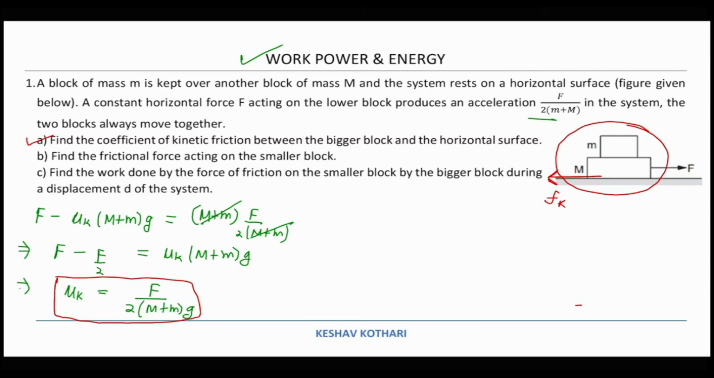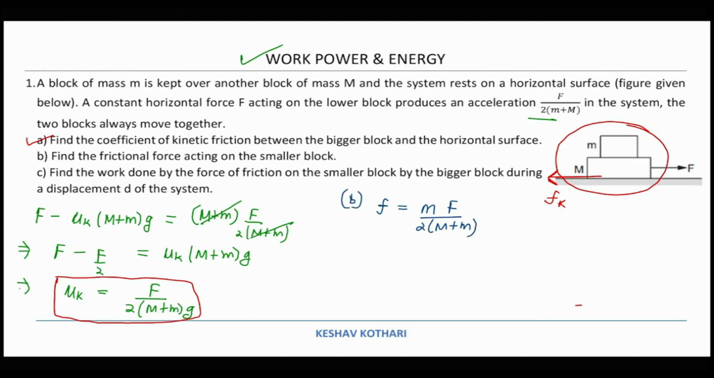Now the next thing is to find the frictional force acting on the smaller block. The smaller block is also displaced because of the frictional force. There is no direct force acting on the smaller block, so it is displaced because of the frictional force, which has produced an acceleration in the smaller block equal to F upon twice of (m plus M). So the frictional force acting on the smaller block can simply be written as mF upon twice of (m plus M).